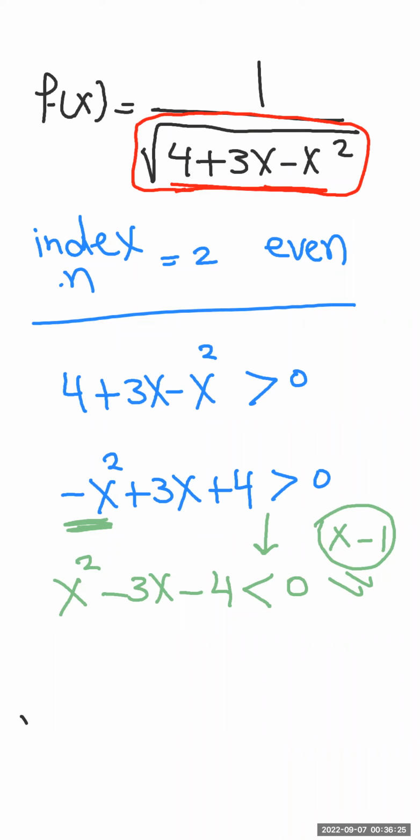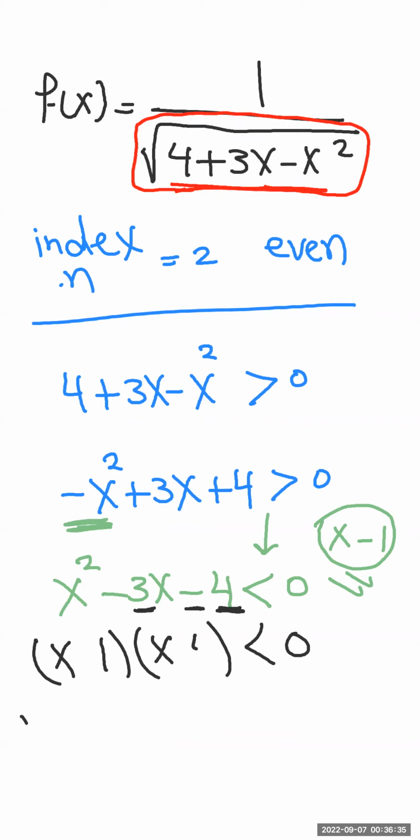Now factorize into 2 brackets, smaller than 0, x and x. Two numbers whose product is 4 and whose difference is 3: 1 and 4. The last sign is negative, so the greater term, 4, takes the same sign as the middle term, negative. This one will be positive. So the two values of x are negative 1 and 4, right?